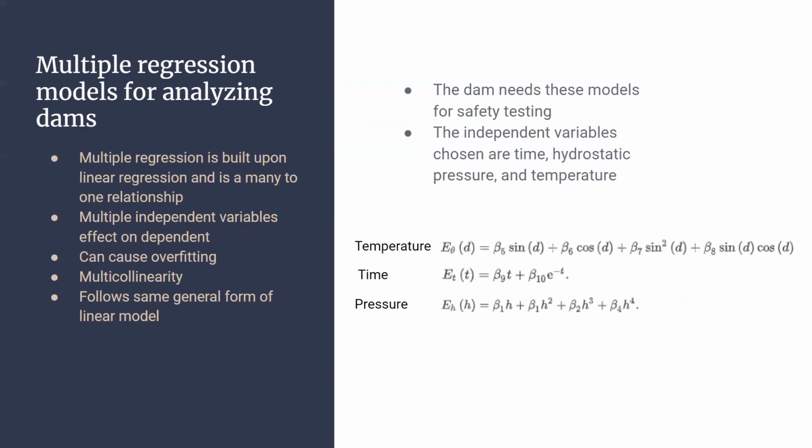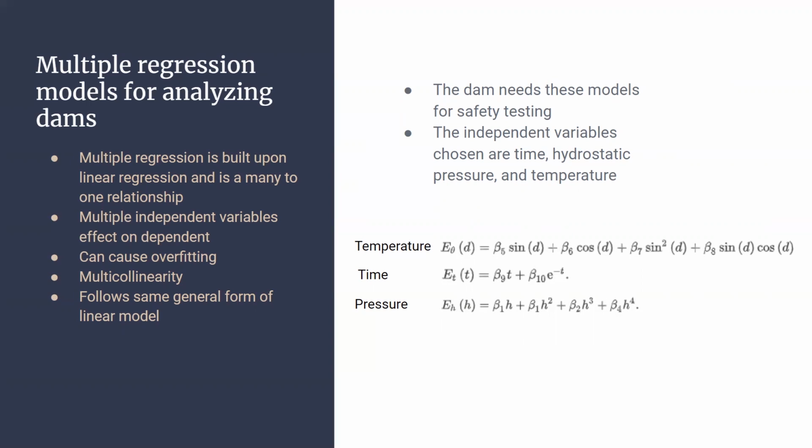The research paper I examined used multiple linear regression models to analyze the safety of a dam. A multiple regression model is built upon linear regression and is a many-to-one relationship. It has multiple independent variables that affect one dependent. Using too many variables can cause overfitting, which is caused by multicollinearity.